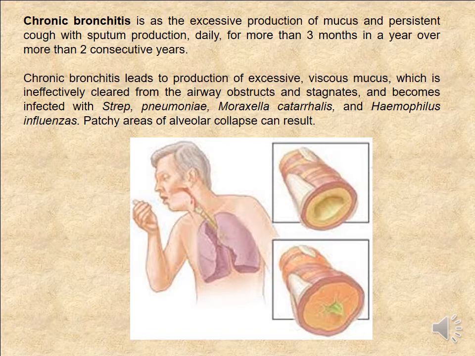Chronic bronchitis leads to production of excessive viscous mucus, which is ineffectively cleared from the airway, obstructs and stagnates, and becomes infected with Streptococcus pneumoniae, Moraxella catarrhalis, and Haemophilus influenzae. Patchy areas of alveolar collapse can result. We can see in this figure how the lumen is reduced by increased mucus secretion and stagnation of bacteria, leading to bronchitis.